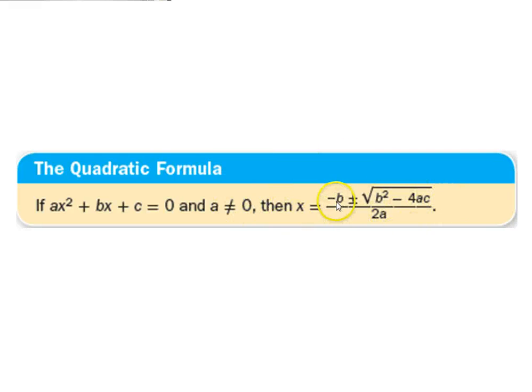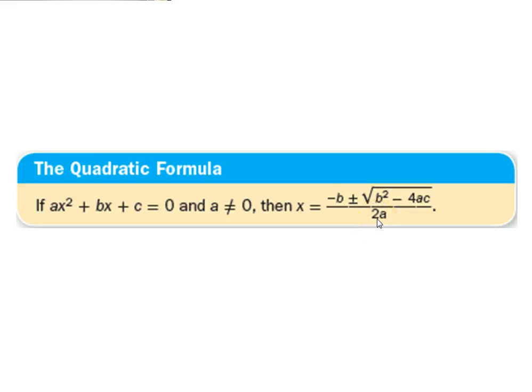X equals negative b plus or minus. This thing right here is a plus or minus sign, meaning that we are going to add, and then we are also going to subtract. So we'll have two separate answers, and that's a result of this square root, because then we will take the square root of b squared minus 4ac divided by 2a.